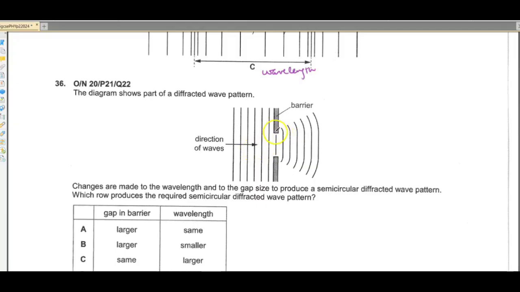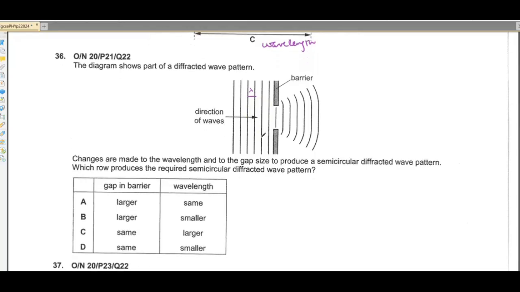Okay, if you can see that the hole in the barrier is way more than the wavelength of the wave. If you need the waves produced to be semicircular, what you need to do is that these two things should be equal. The hole should be equal to that of the wavelength. So either increase the wavelength, or decrease the barrier gap. Both of them will have the same effect, okay. So you can check the answers.